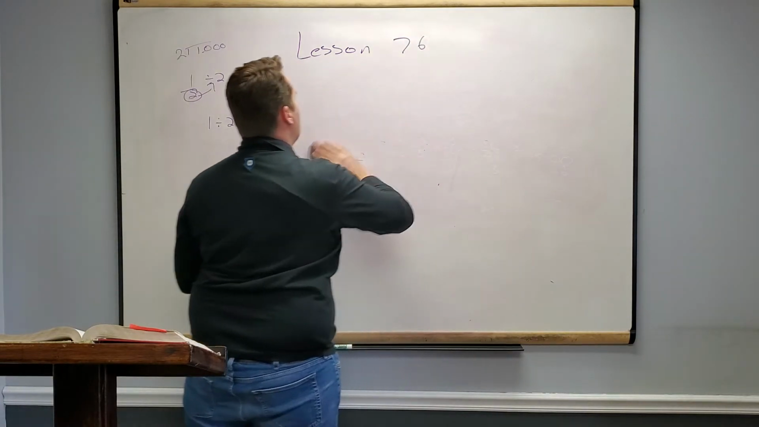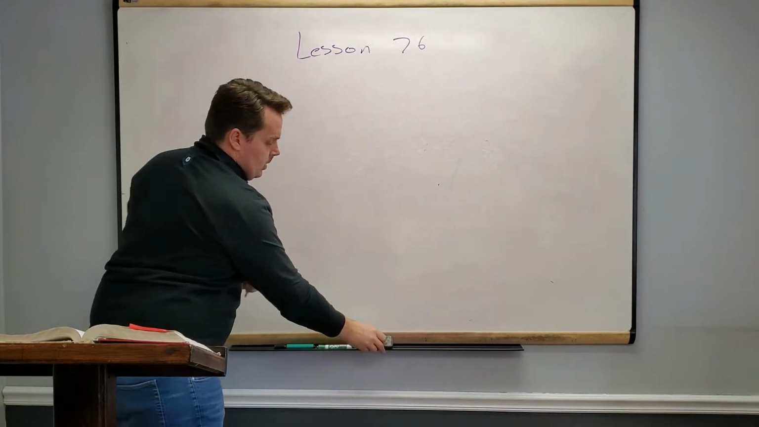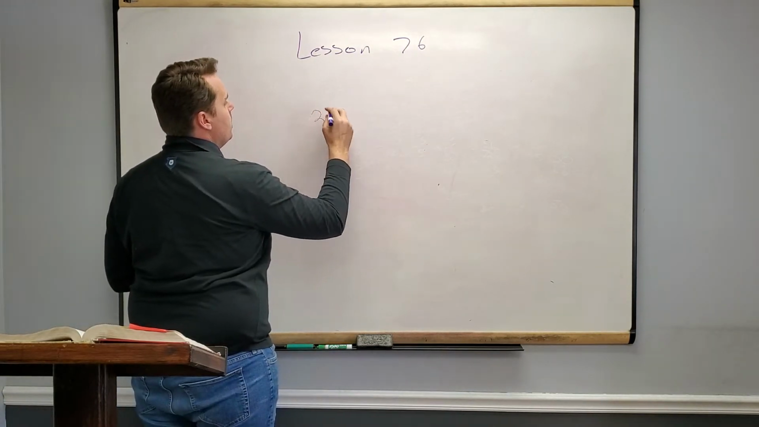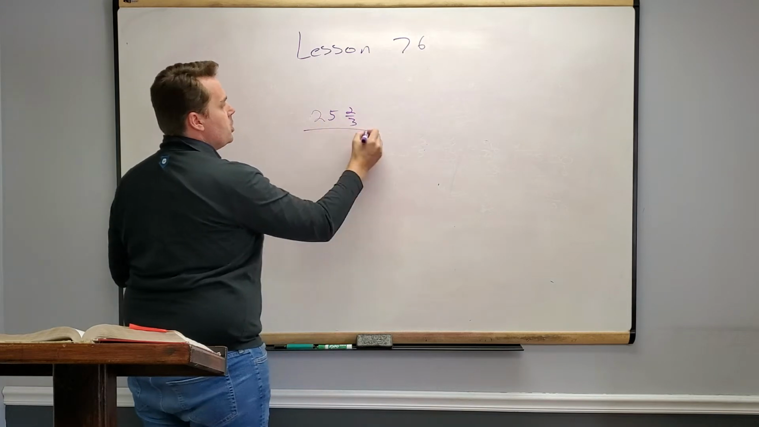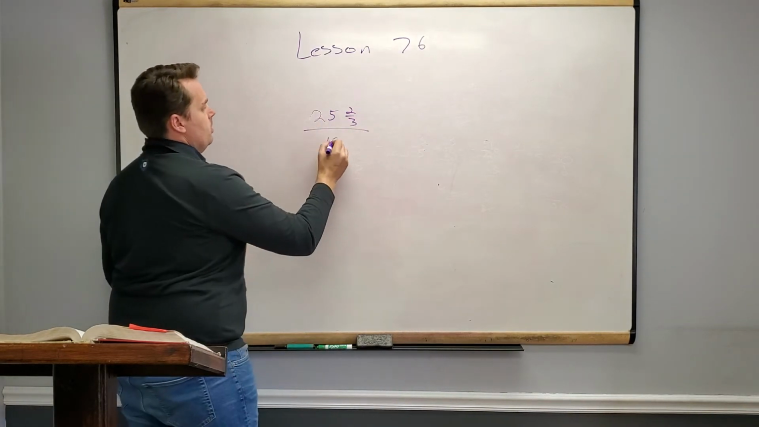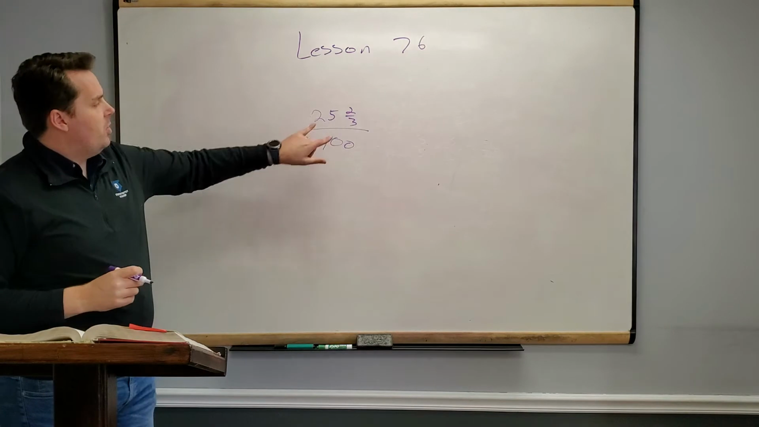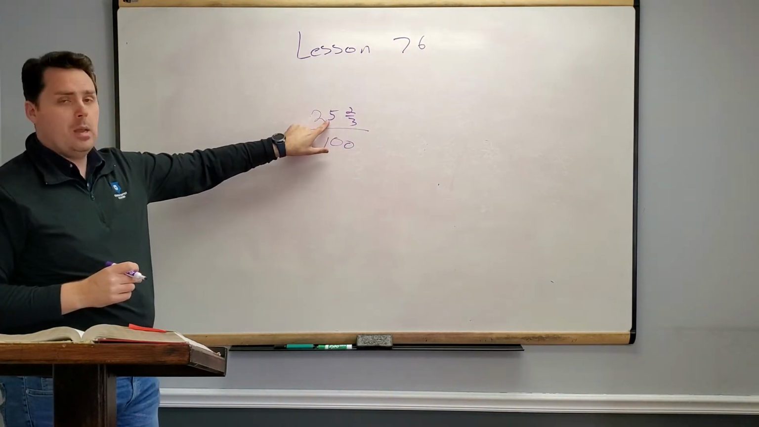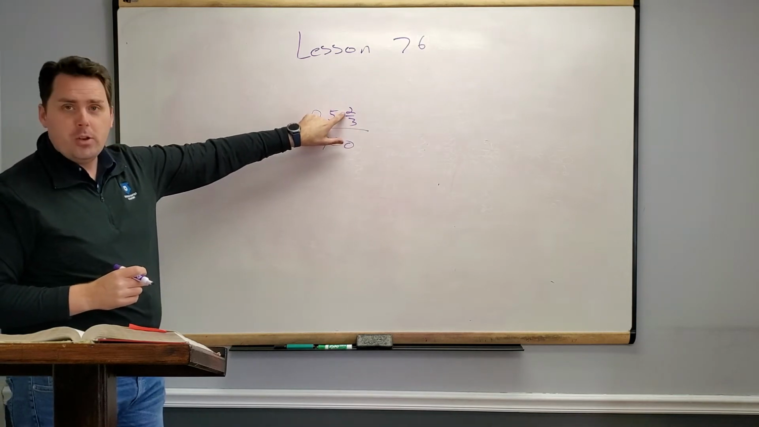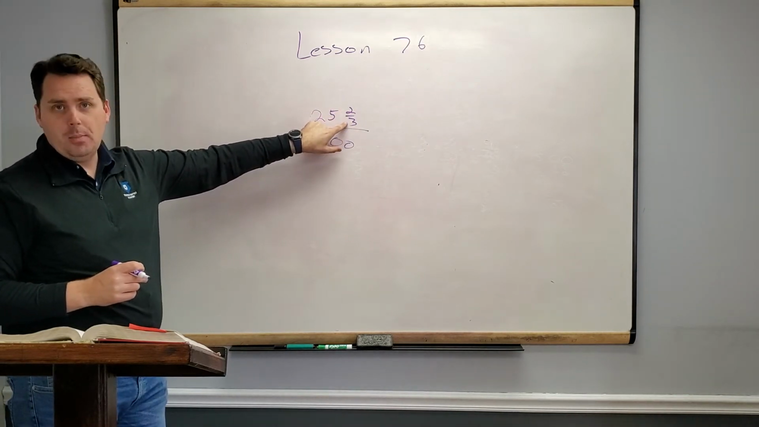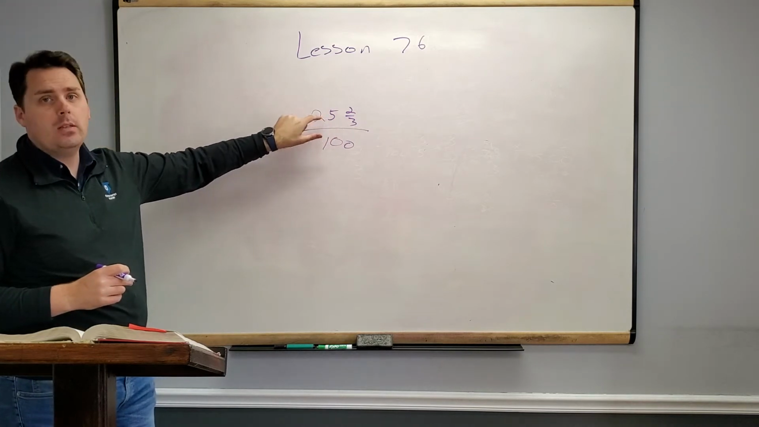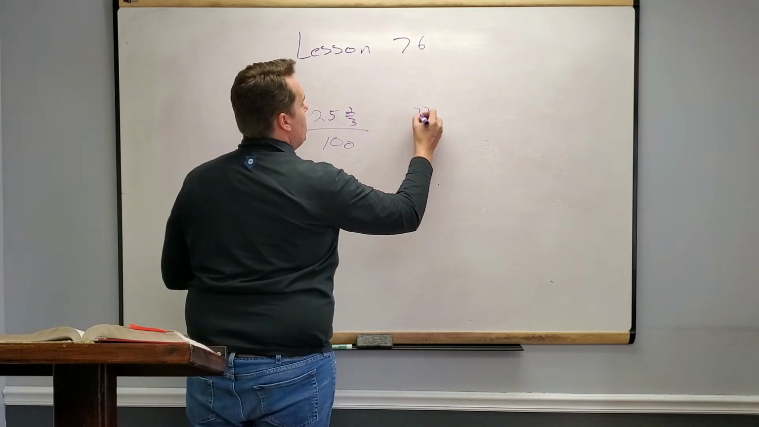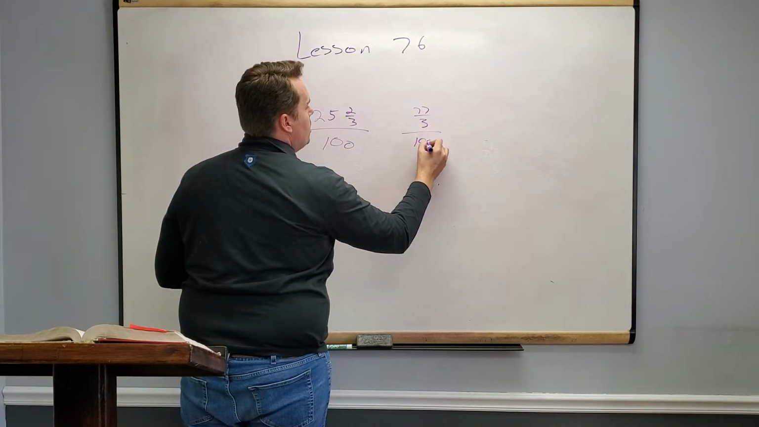Look at example number 2. Example 2 says simplify 25 and 2/3 over 100. What is going on? So I have a mixed number here. So I need to make it into an improper fraction. I take my denominator, times it by my whole number, I add my numerator into it, and then I keep my denominator, okay? So 3 times 25 is what? 75. 75 plus 2 is what? 77 over 3 over 100.